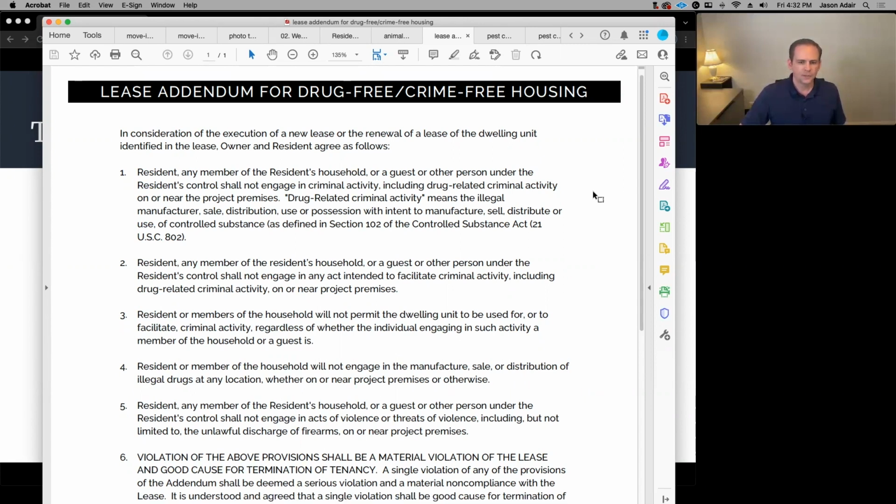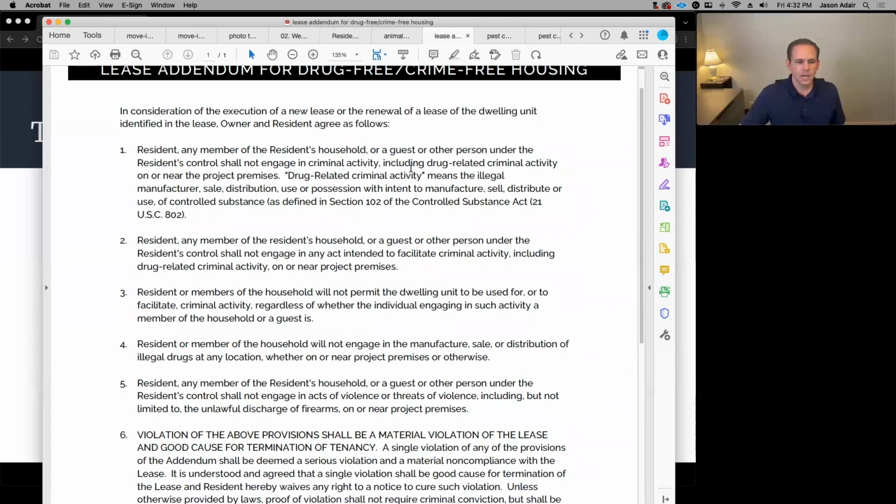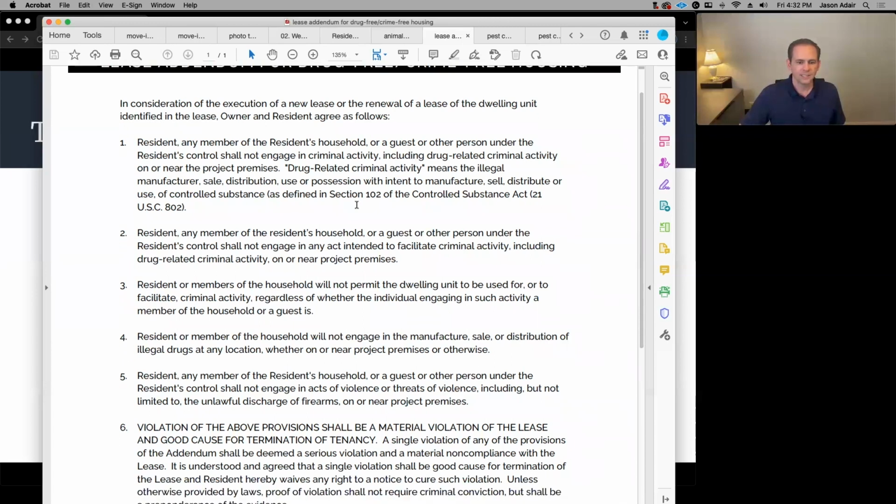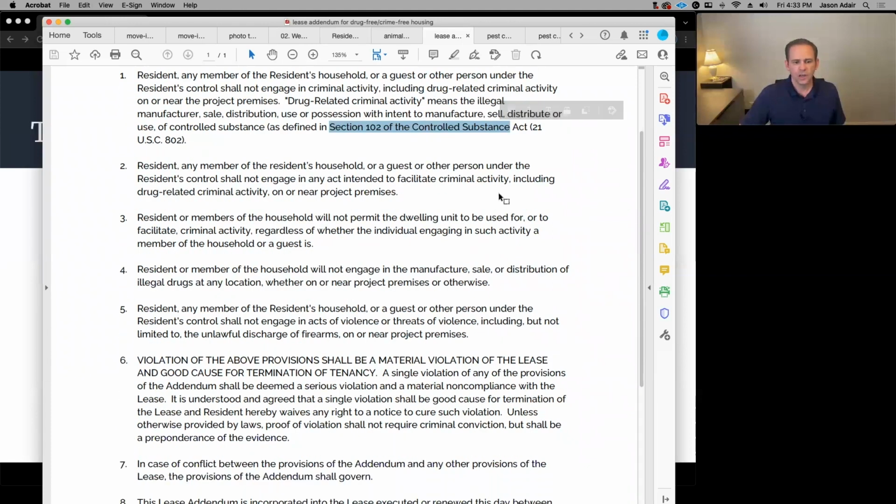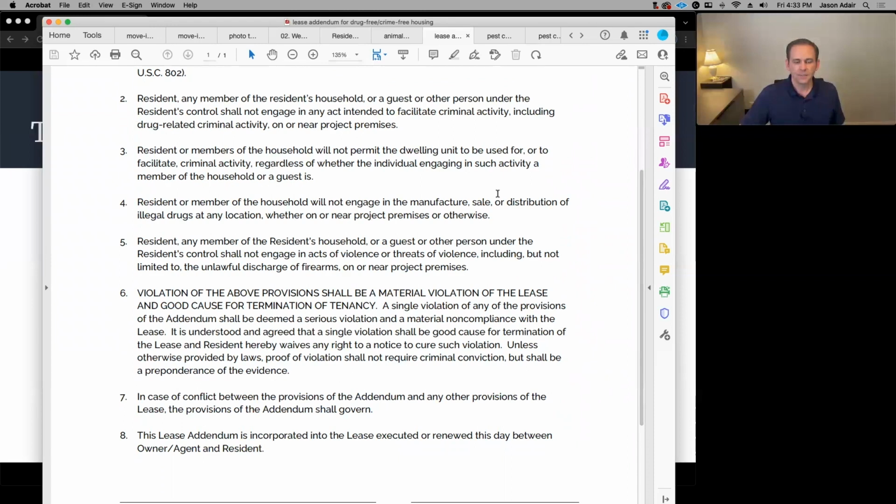But check with your local area. You're going to want to check this against your local area and make sure there are not specific provisions. But this is a good template to start out with. It's in the forms vault. And again, it specifically addresses certain things like drug-related criminal activity, what that is defined as, what section of the Controlled Substance Act that falls under. And it gives you some teeth to get somebody out if they are doing things that are drug-related and certain criminal-related type deals on your property.